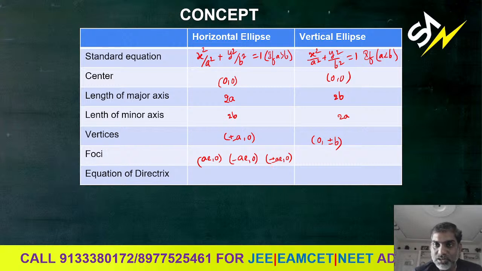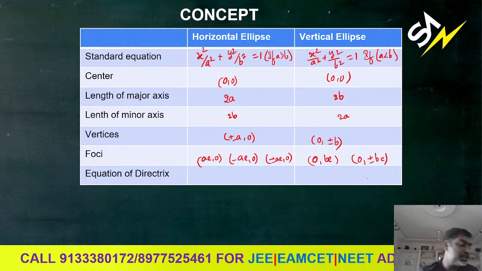And in case of vertical ellipse, what could be the foci? In case of vertical ellipse, the foci could be 0 comma be, or else we can write 0 comma plus or minus be.